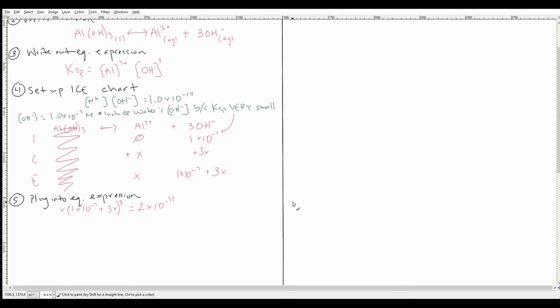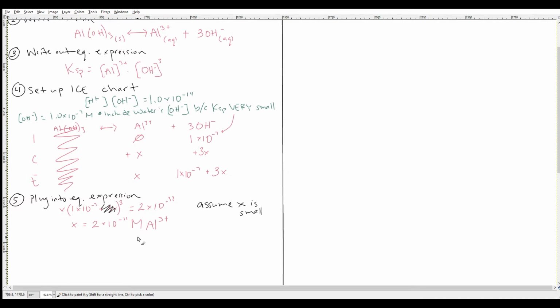If we would like, we could assume x is small, because our Ksp is small. And if we do that, that means that this 3x that's being compared to something else can be crossed off. Wonderful. And that will tell us that our x is equal to 2 times 10 to the negative 11. And that's our molarity of aluminum.